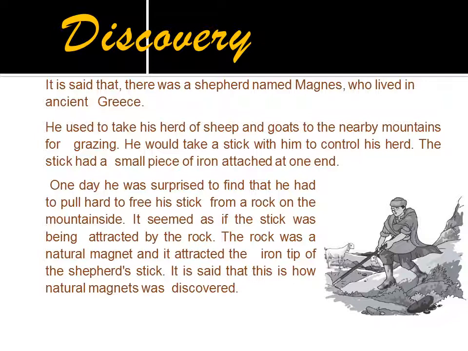One day he was surprised to find that he had to pull hard to free his stick from a rock on the mountain side. That means that piece of iron was attached to a rock nearby. The rock was a natural magnet and it attracted the iron tip of the shepherd's stick. So it is said that this is how the natural magnet was discovered.